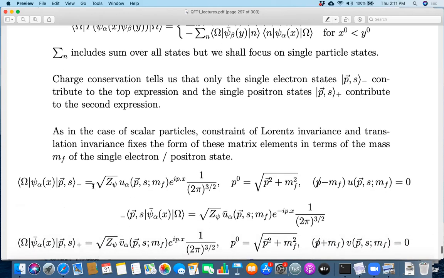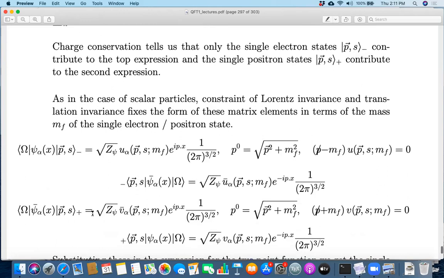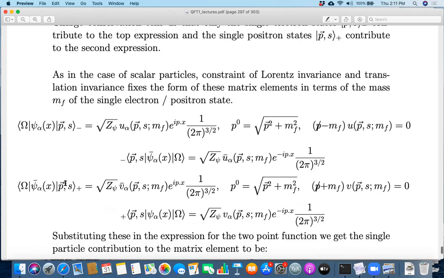This is the conjugate relation. If you just conjugate this, you get this. Conjugate this and then multiply by gamma naught. And here are similar relations for psi bar. Sorry, not psi bar, for PS plus. This is the state of the positron.